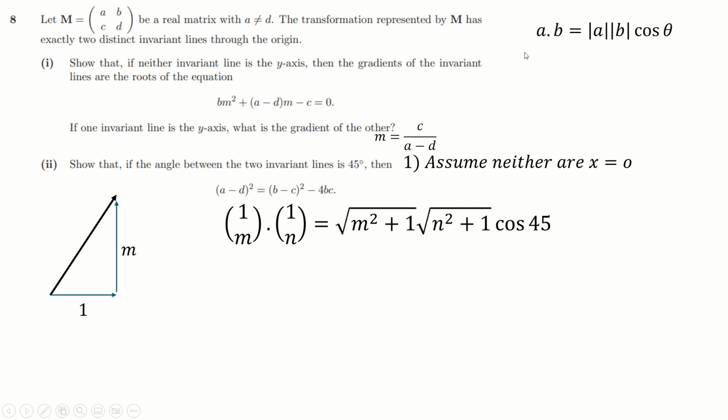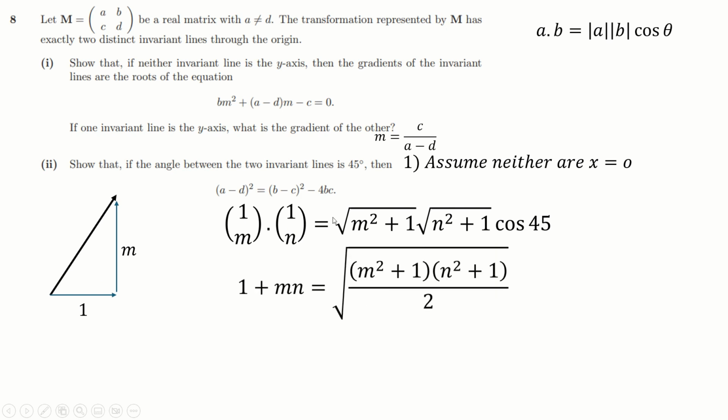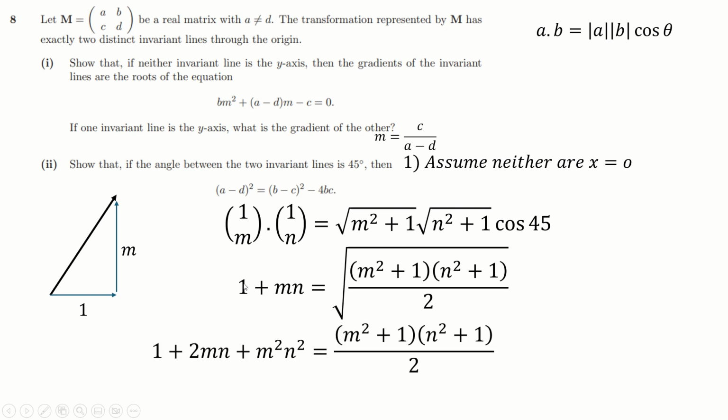So therefore, we can say (1, m), which is the vector for gradient m, dotted with (1, n) equals the product of the lengths times cos 45. The length of this is the square root of 1 squared plus m squared, times the other one, times cos 45. Cos 45 is 1 over root 2, so you can put that all underneath a single root here. This is just 1 plus mn. And then we can square both sides, and maybe even times everything by 2. Now, where is this going?